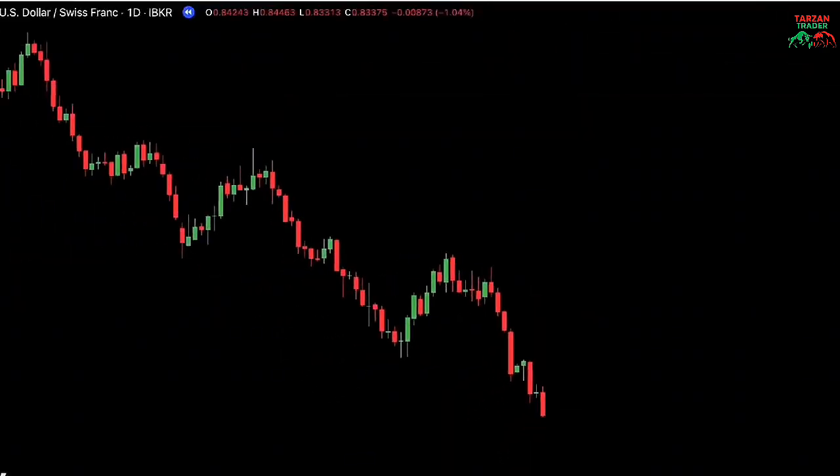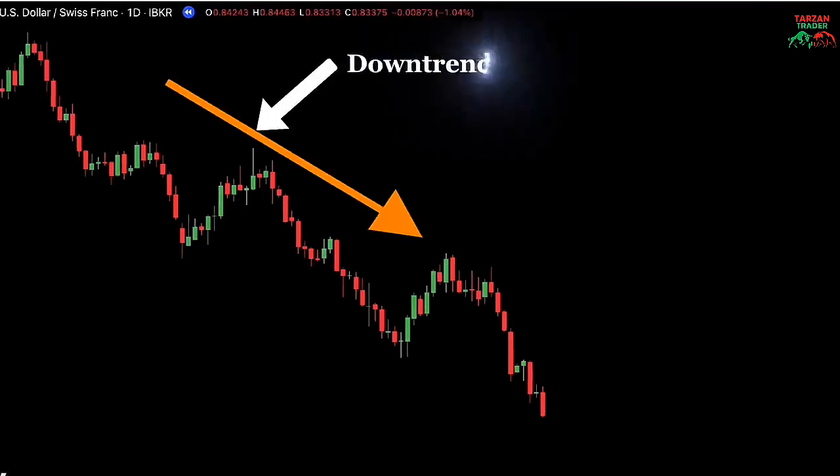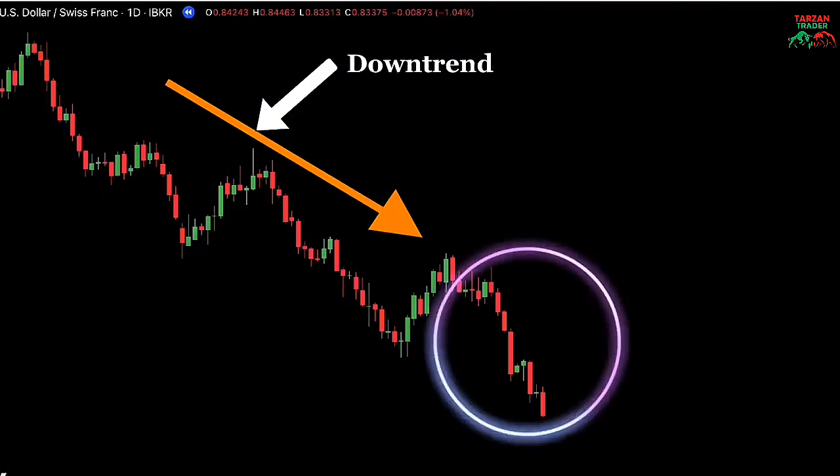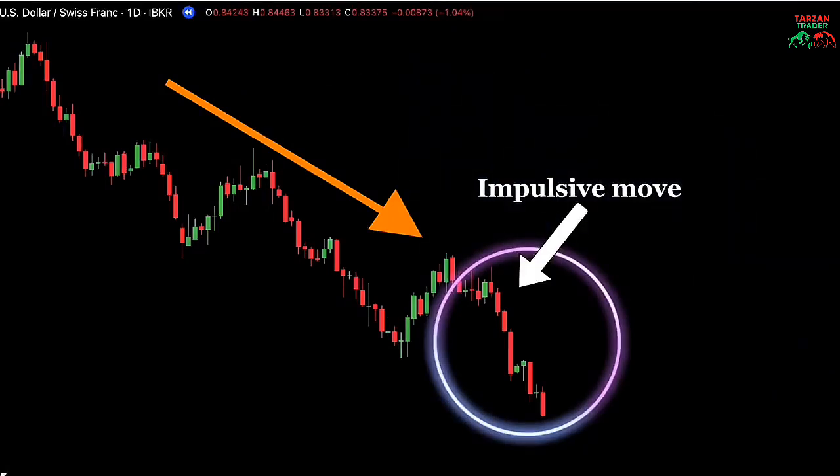Now, let's look at another example. This time, the market is trending down. So the first question to ask is, is price in an impulsive move or a retracement move? As you can see, the market is already in an impulsive move. That means a retracement move can happen if sellers decide to take profits and exit the market.